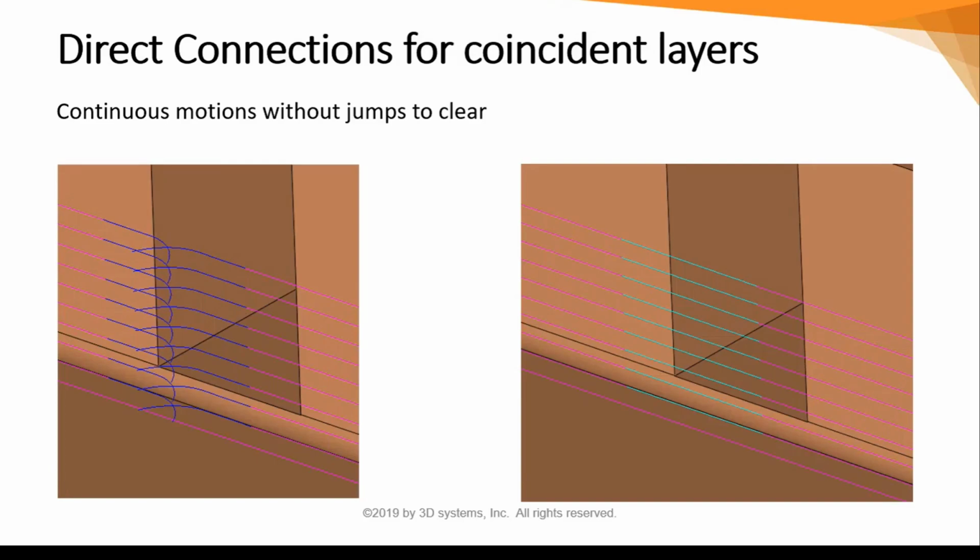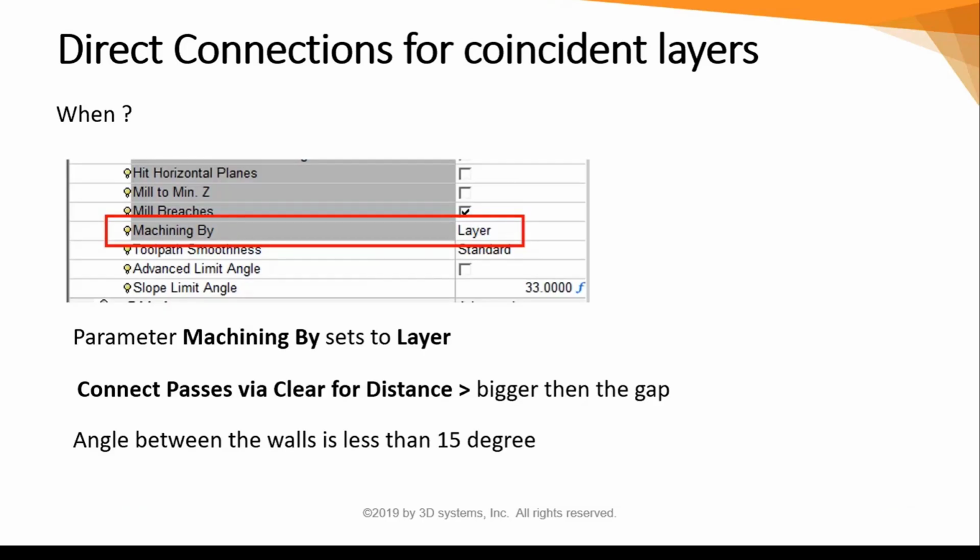Another improvement for version 15 is a continuous motion without jumps to clear. We have improved the connections in finish by layers, where layers are more or less coincident. So the direct connections for coincident layers will happen in case the parameter machining by is set to layers, connect passes via clear for distance is bigger than the gap, and the angle between the walls is less than 15 degrees.